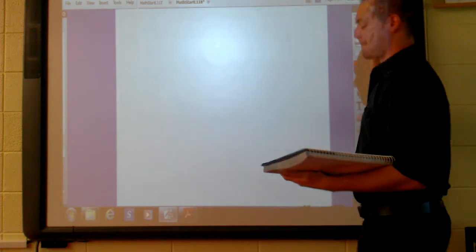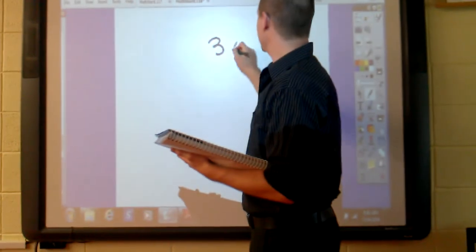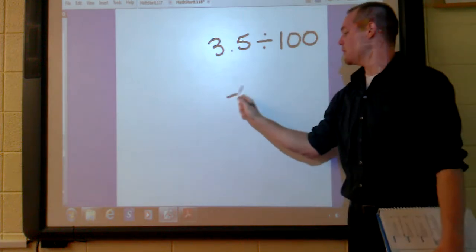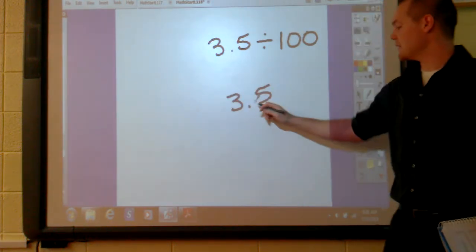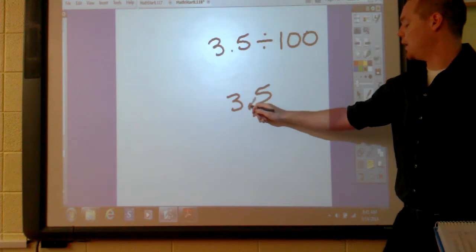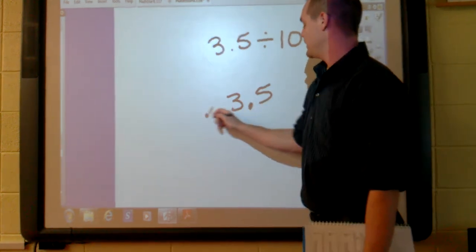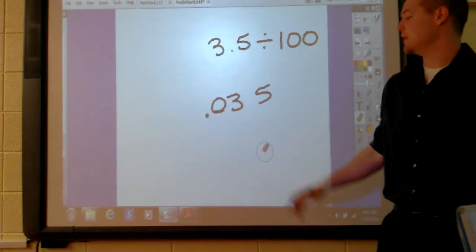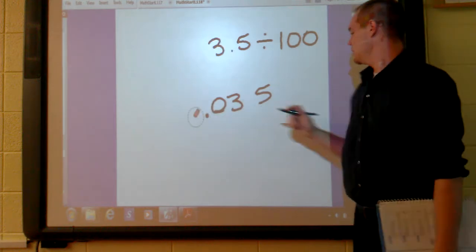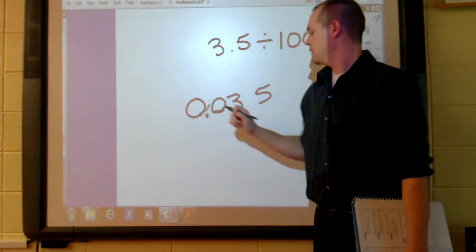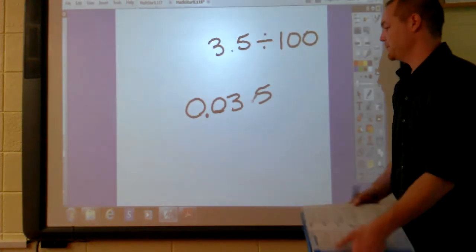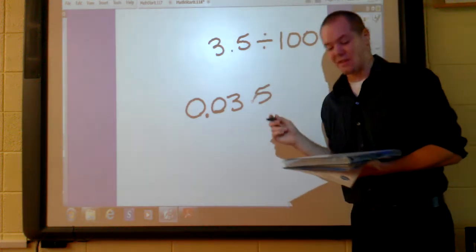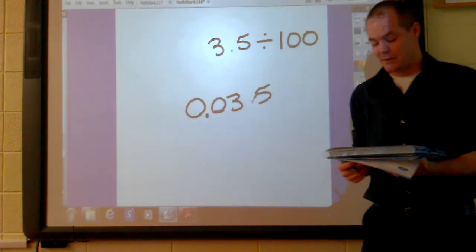Example number 4 says mentally divide 3 5/10 by 100. Okay, so we have the number 3 5/10. Mentally move that decimal point to the left 1, 2 spaces. Fill in any place values with zeros that need to be filled in with, and you end up with 0 and 35 thousandths. Okay, the 0 represents the tenths place, the 3 is in the hundredths place, the 5 is in the thousandths, so this is 0 and 35 thousandths.